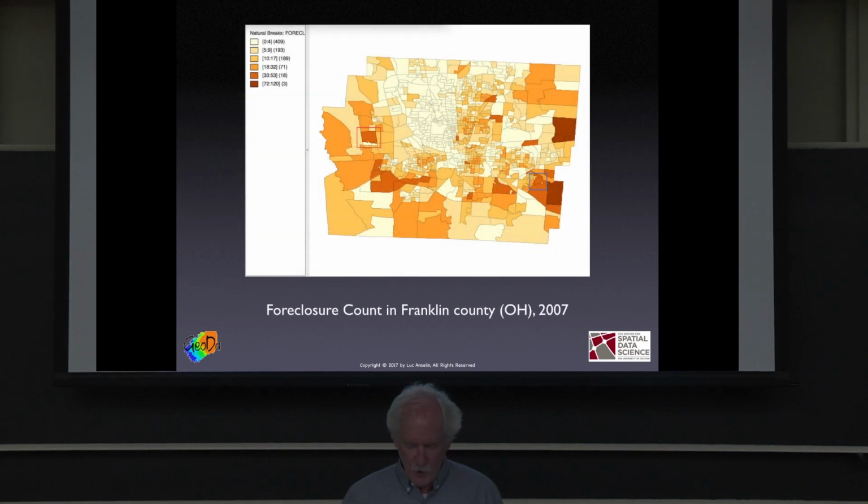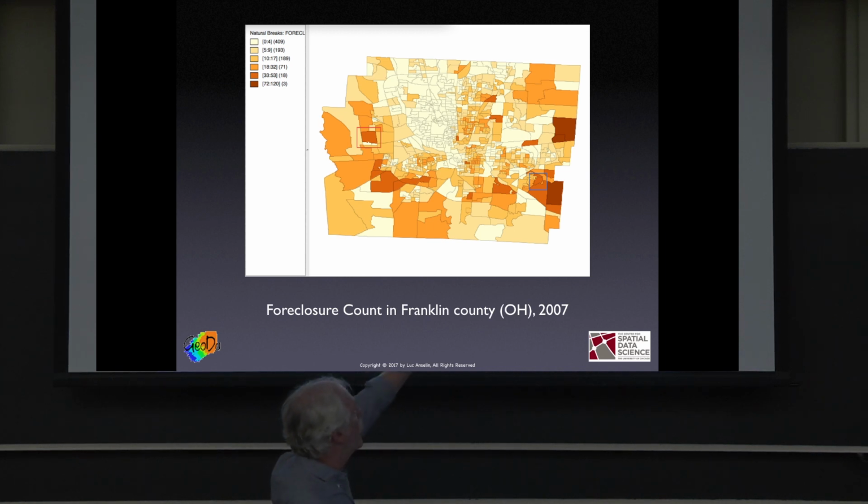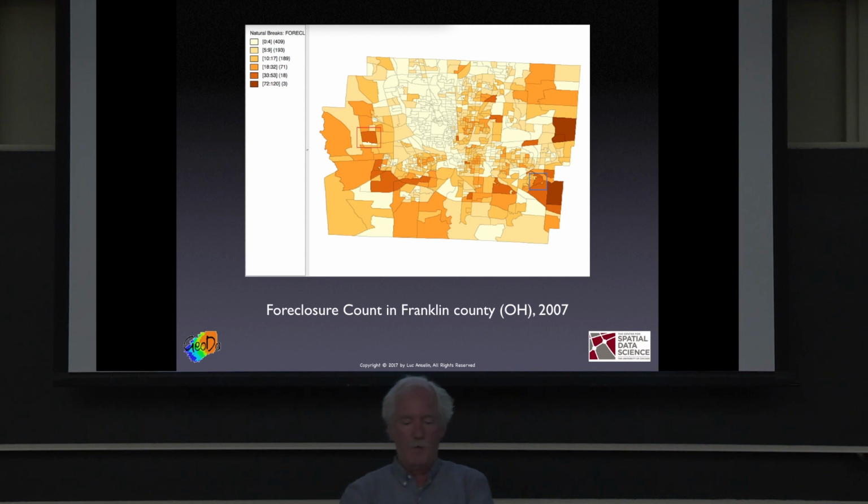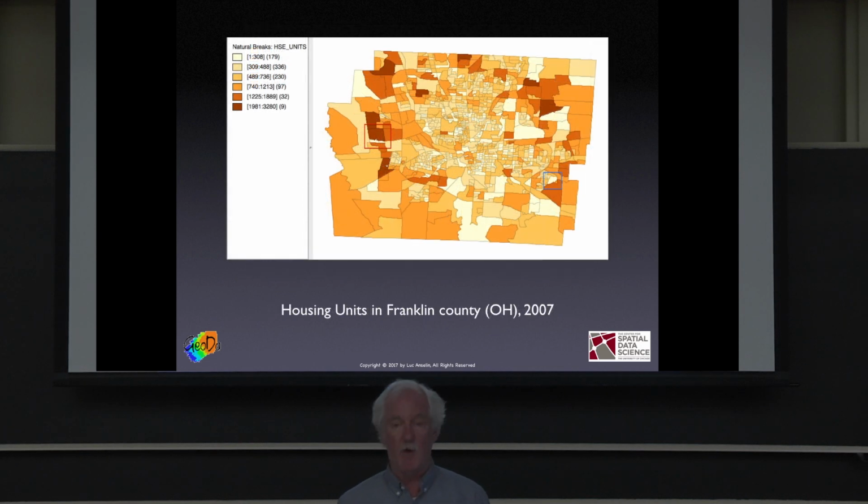So let me first give you an example to illustrate one of my pet peeves, which is not to make maps of total counts. Look at the two boxes that are highlighted, one in blue, on this map of foreclosures by census tract, I believe. According to this map, these two areas have fairly high counts of foreclosures. But then we also have a map of the number of housing units.